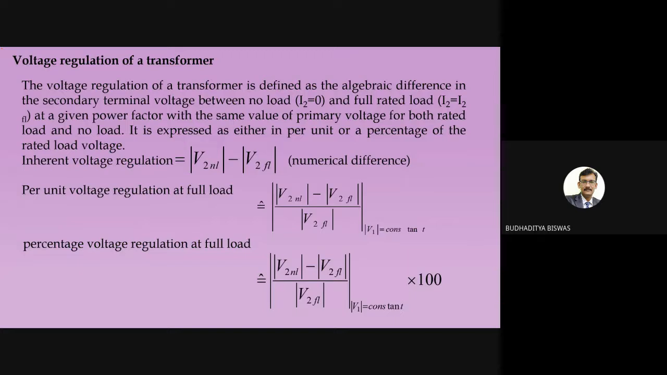So just by choosing the proper material for the core, we can reduce the core loss, and by choosing the proper material for the coil winding, we can reduce the copper loss. Understood? But we can never make it zero. Sir, does copper loss depend on the power factor?